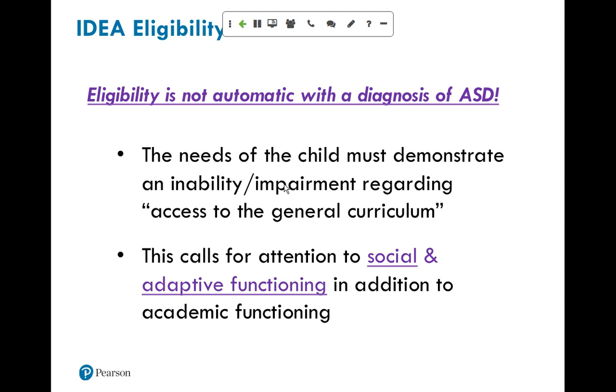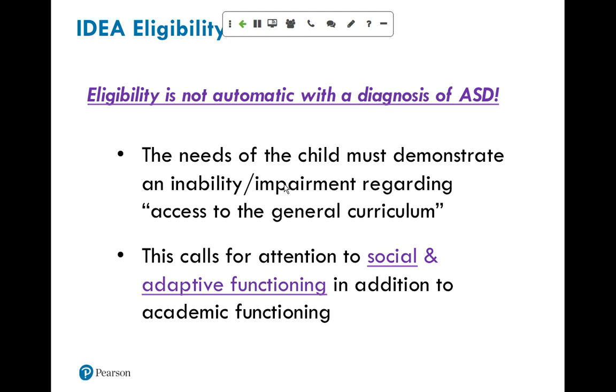So when we do a diagnostic evaluation and we as clinicians give a diagnosis of autism, that does not automatically make them eligible for school eligibility, for example, for ASD, or Social Security eligibility. You know, all of these have their own criteria. So for the IDEA Act, the law states that the needs of the child, they have to demonstrate an inability or impairment regarding access to the general curriculum.